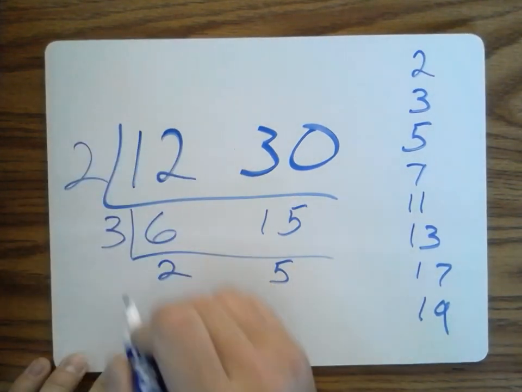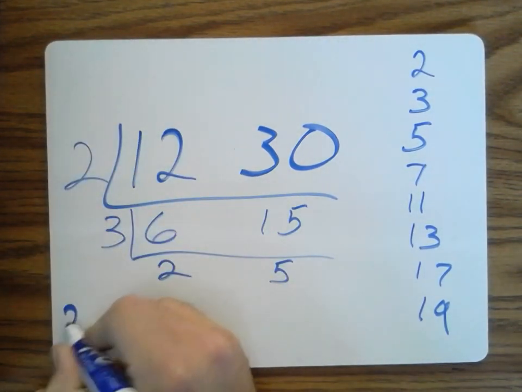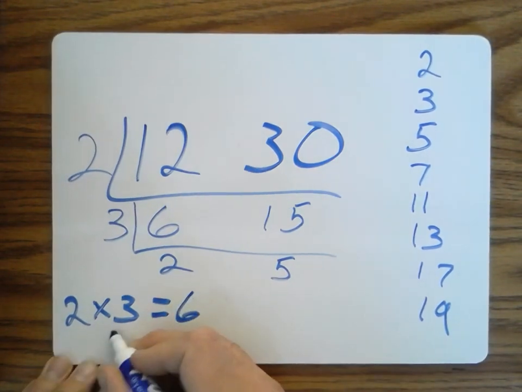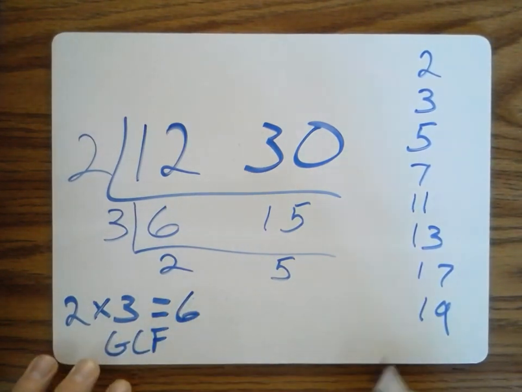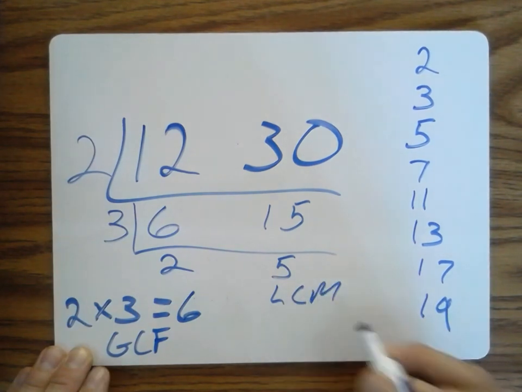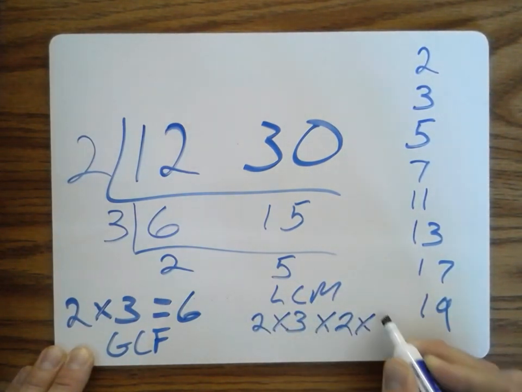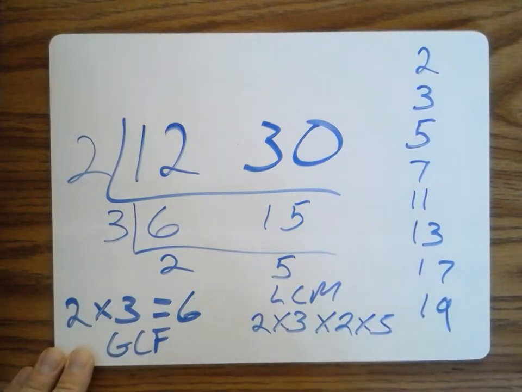So my greatest common factor in this instance is actually 2 times 3, which is 6, and that's my greatest common factor. And then my least common multiple is going to be 2 times 3 times 2 times 5, which, as you can see, 2 times 3 is 6, times 2 is 12, times 5 is going to be 60. So this works regardless of how many steps we have to go.